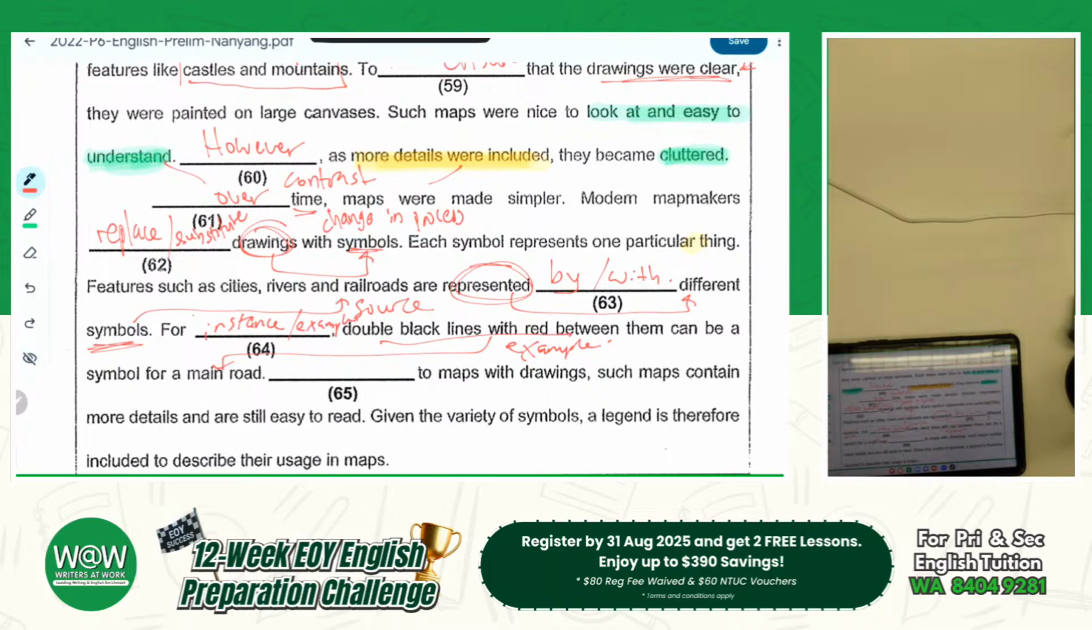Dash to maps with drawings, such as such maps contain more details and are still easy to read. So now we are looking at how we are trying to compare the modern versus the map with details. Okay, so we'll say compared with an ed. Okay, please take note, Adrian. Yeah, compared to. Okay, and this is our comprehension close.